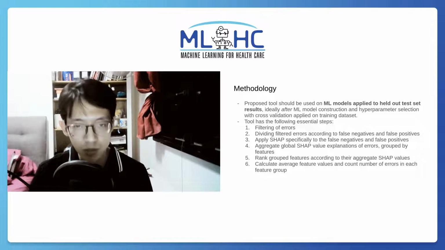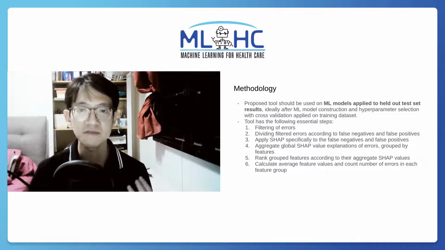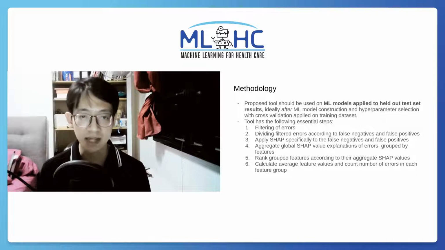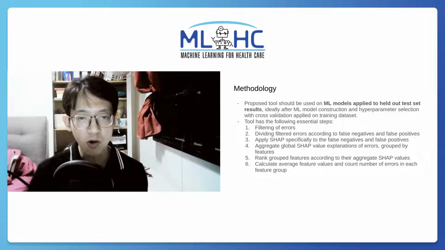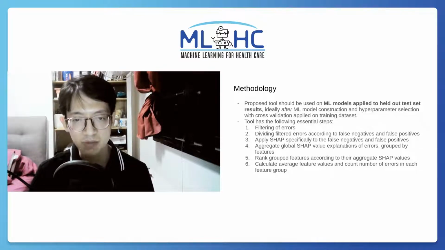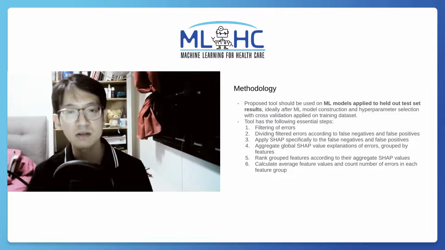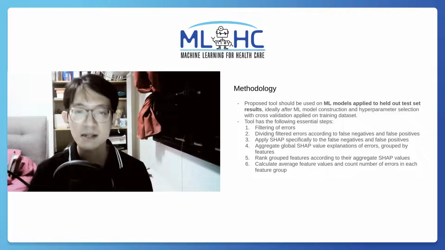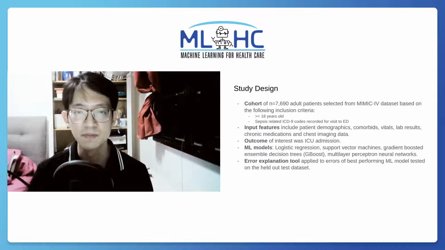Proposed tool should be used on ML models applied to held out test set results, ideally after ML model construction and hyperparameter selection. The tool has the following essential steps. 1. Filtering of errors. 2. Dividing filtered errors according to false negatives and false positives. 3. Applying SHAP specifically to the errors. 4. Aggregating the global SHAP value explanations of errors grouped by features. 5. Ranking group features according to their aggregate SHAP values. 6. Calculating average feature values and count number of errors in each feature group.